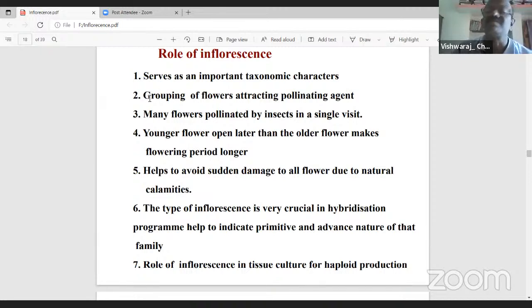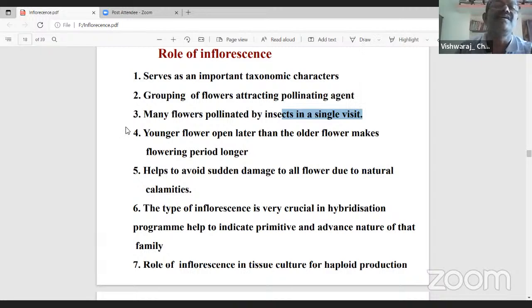Then grouping of flowers attracts pollinating agents. Inflorescence means a group of flowers developed together. Due to this grouping, insects or pollinating agents, maybe animals, insects, birds, are attracted and pollination takes place easily. Many flowers are pollinated by an insect in a single visit.